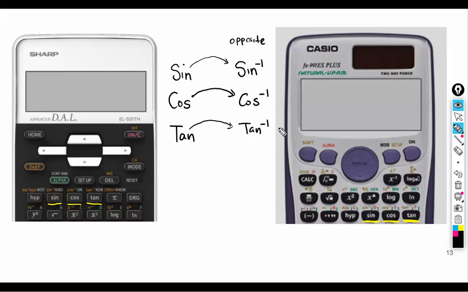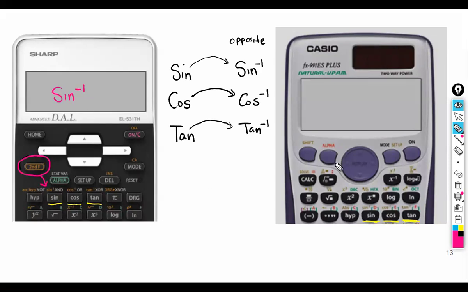Now, how do you get the inverse of sine, cosine, and tan on your calculator? If you press the sine button, you will get regular boring sine. If you press cosine, you're going to get regular boring cosine. To get the opposite on the Sharp calculators, you have to press the second function button. I got pink here. You have to press second function and then the sine button, and you will see sine minus 1 appear.